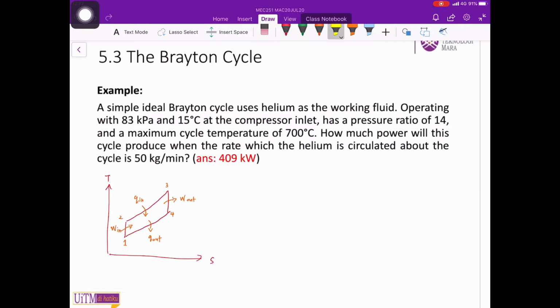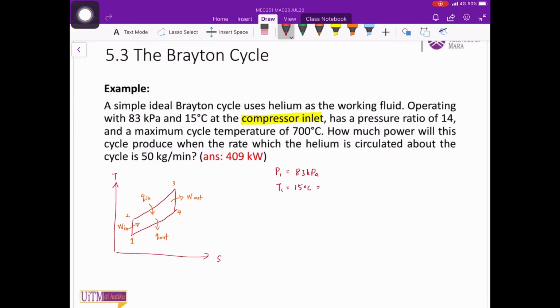Now let's have a look at the information given to us in the question. Given to us is the information for the compressor inlet, 83 kPa and 15 degrees Celsius. Therefore, the pressure at state 1 will be 83 kPa and the temperature at state 1 will be 15 degrees Celsius. We may want to convert 15 degrees Celsius into Kelvin, and we're going to get the value of 288 Kelvin.